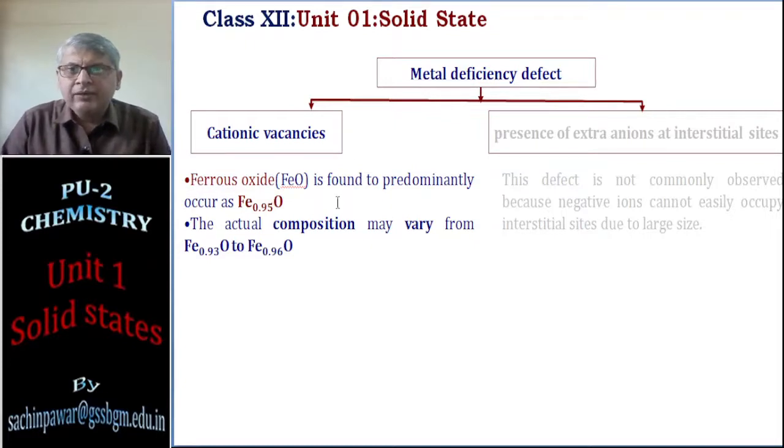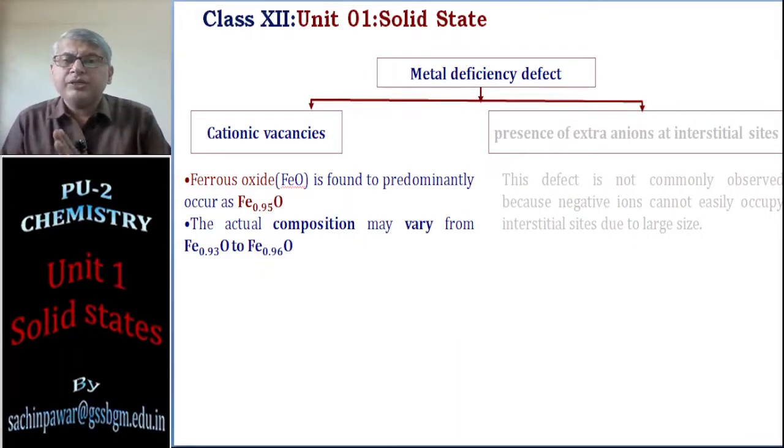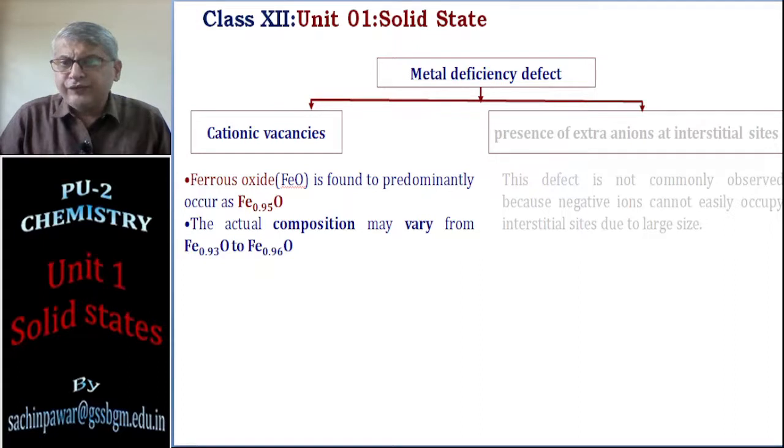So here the ferrous oxide, if I just take, then the ions are Fe+2 and O-2. We usually write it as Fe+2 and O-2, so the ratio is 1:1. The positive charge and the negative charge are in a 1:1 ratio.